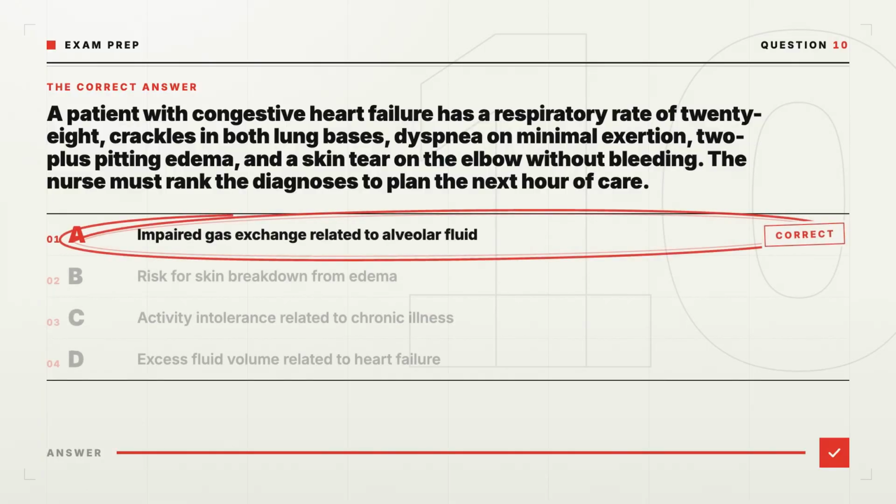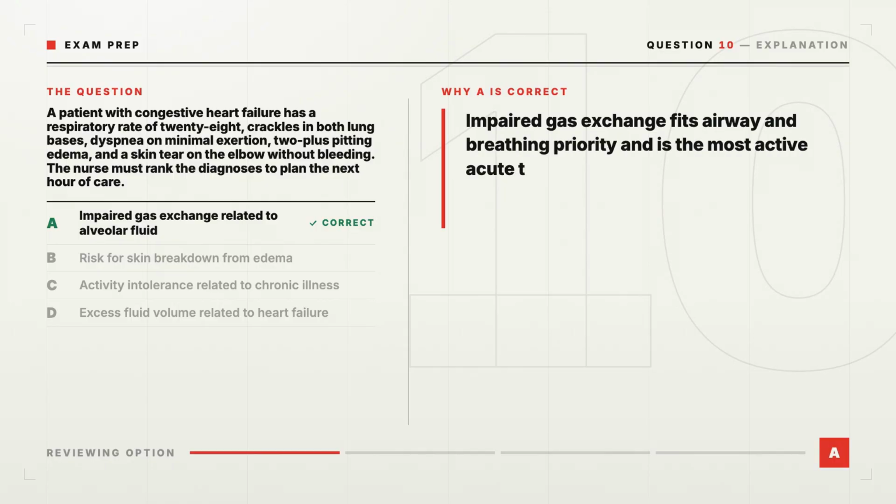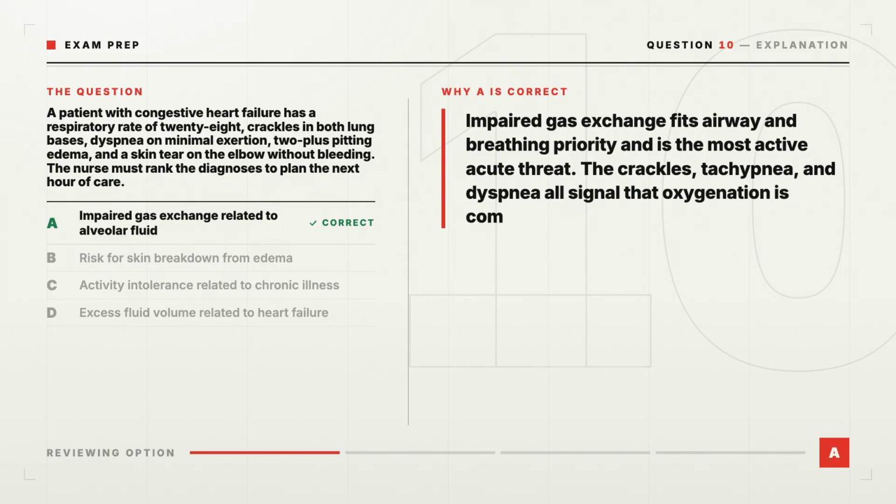The correct answer is A. Impaired gas exchange related to alveolar fluid. A is correct because impaired gas exchange fits airway and breathing priority and is the most active acute threat. The crackles, tachypnea, and dyspnea all signal that oxygenation is compromised right now and needs urgent attention.